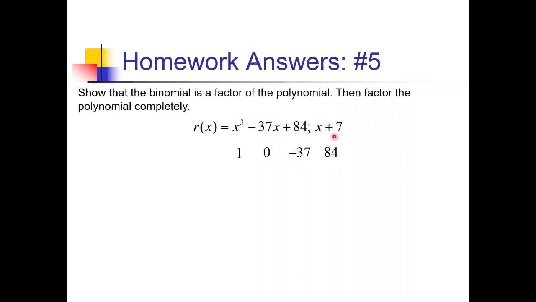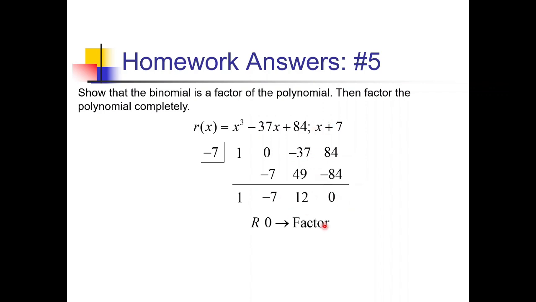Since I have x plus 7 as my factor, that means -7 is my k value that I'm plugging in. So there's my line. Bring down my first coefficient of 1. -7 times 1 is -7, plus 0 is still -7. -7 times -7 is 49. -37 plus 49 is 12. And then -7 times 12 is -84, which adds with 84 to give us 0. Since we've got a remainder of 0, that means that we've just shown x plus 7 is a factor.